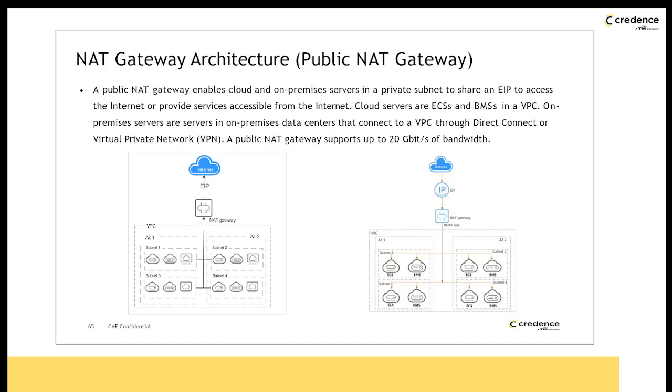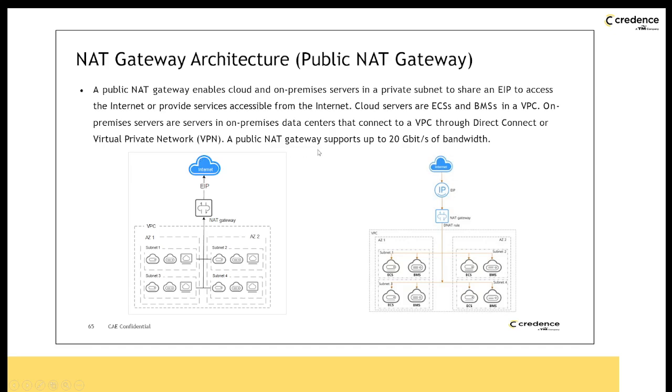ECS stands for Elastic Cloud Server. And BMS is Bare Metal Server in a VPC. What is a VPC? Virtual Private Cloud. On-premises servers are servers in an on-premises data center that connect to a VPC through Direct Connect or a virtual private network. You can use only either Direct Connect, DC for short, or VPN.